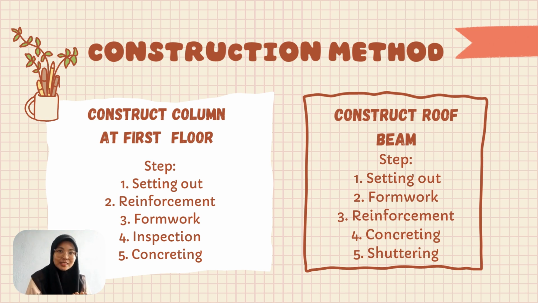I will continue this presentation with construction method. We have two titles, which is construct column at first floor and construct roof beam. There are 5 steps for each title. From column, we start with setting out, reinforcement, formwork, erection, and concreting. And for roof beam, start with setting out, formwork, reinforcement, concreting, and shuttering.